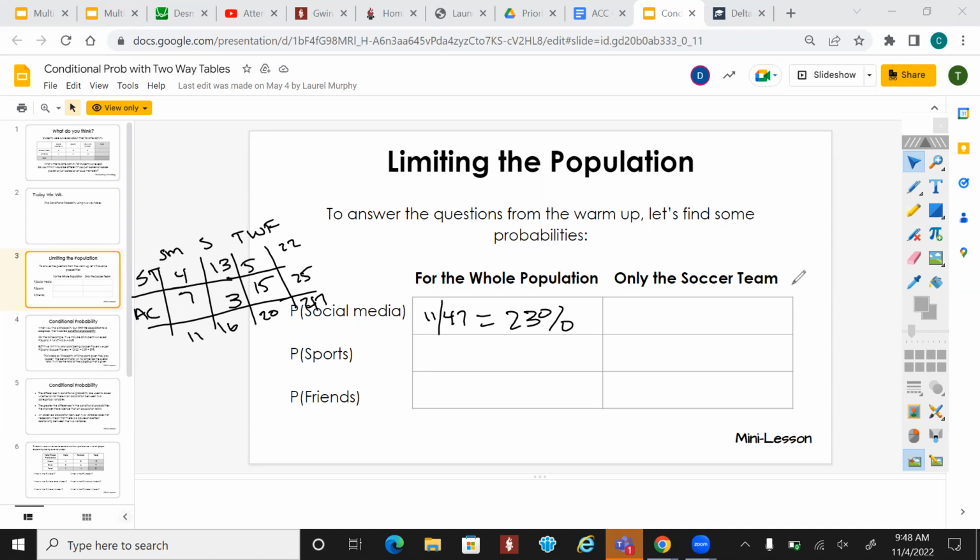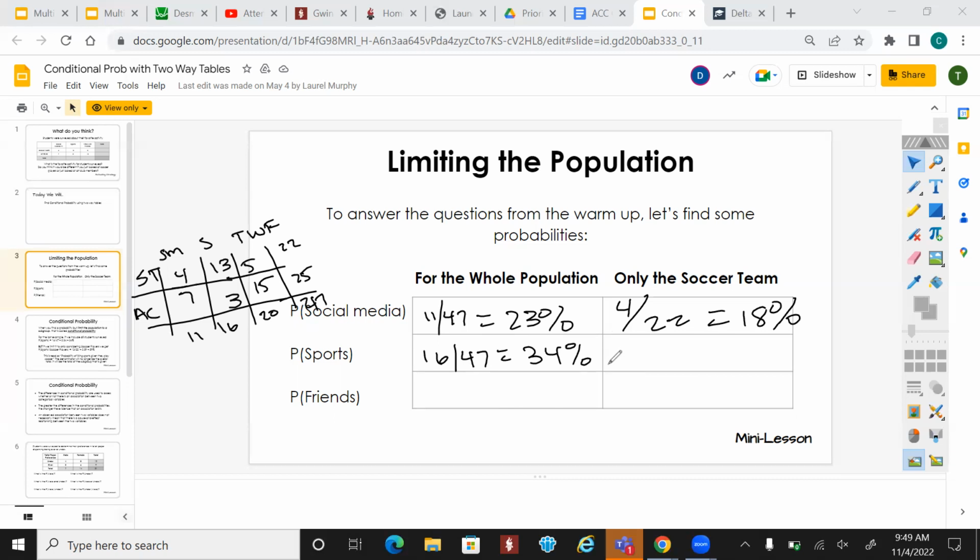If I just look at the soccer team though, out of the 22 people, how many people like social media? 4. So we got 18%. 18% of the soccer team is going to vote for social media. Does that make sense? For sports, that was 16 out of the whole population, which is 47. That's going to be 34%.